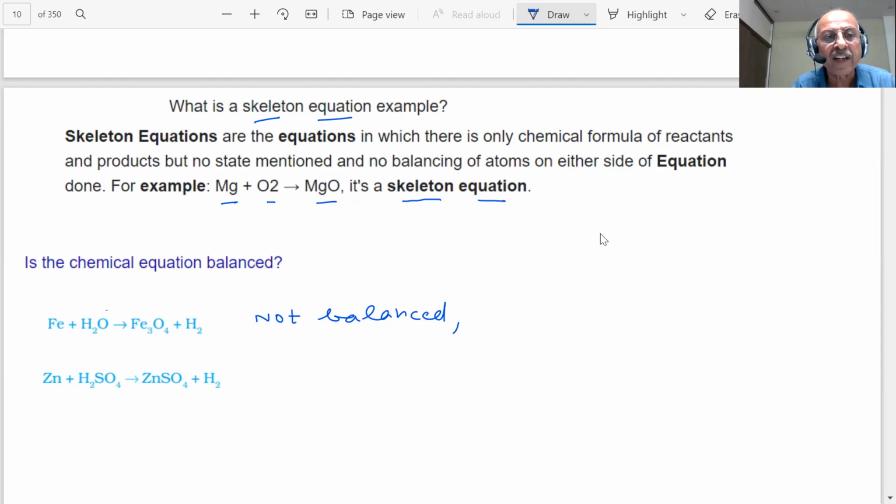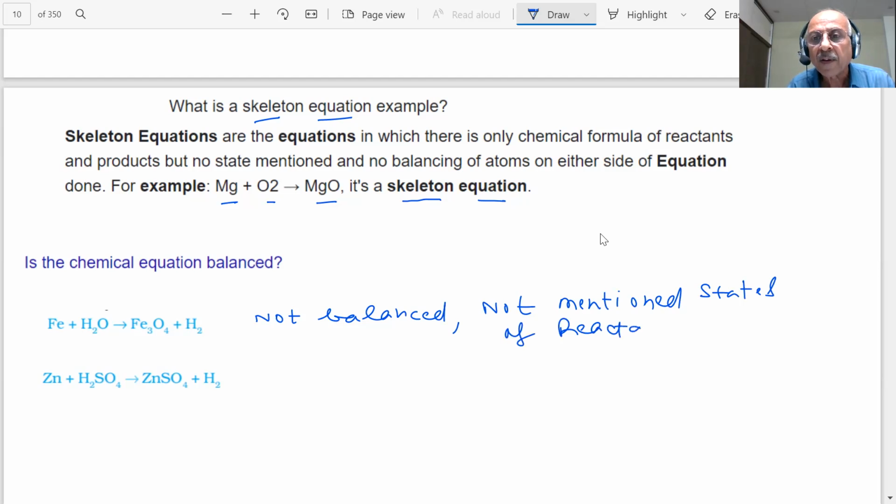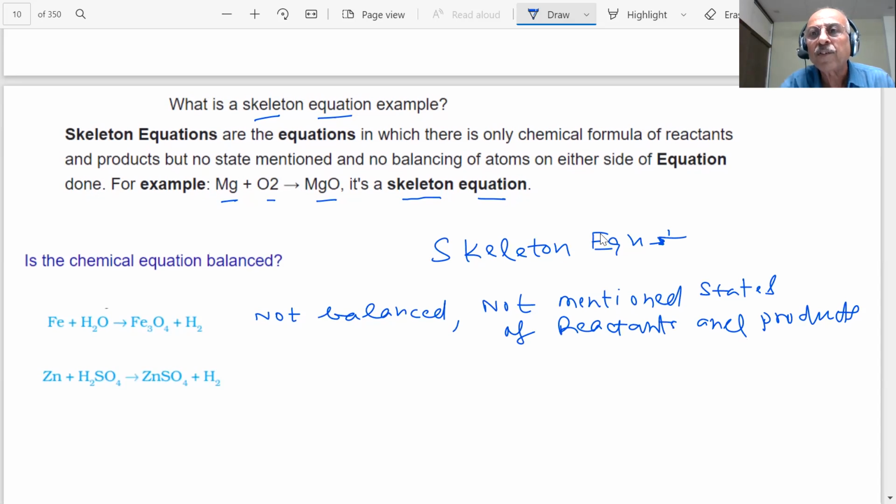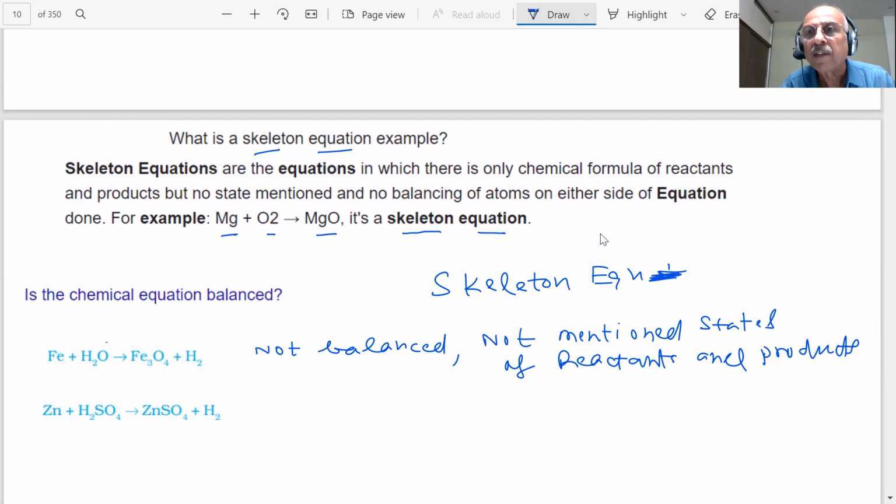And also, we have not indicated the states of the iron, whether it is solid, liquid, or gas. We have not mentioned the states of reactants and products, students. This is an example of a skeleton equation. These are examples of skeleton equations.